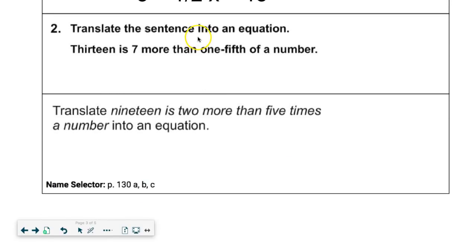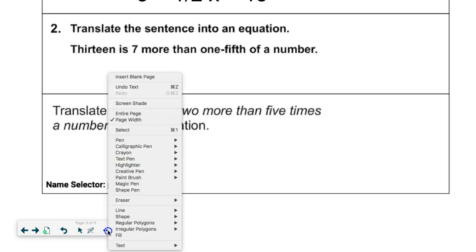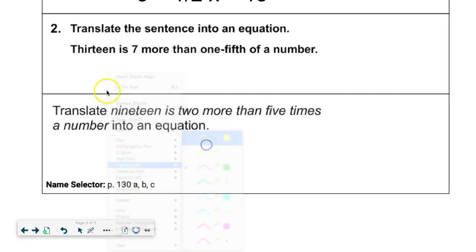Again, translate into a sentence. Now it's going to slightly change the order of things. 13 is 7 more than 1/5 of a number. All right, so there's my "of" this time. 13, 7, 1/5. Those are my numerical values.